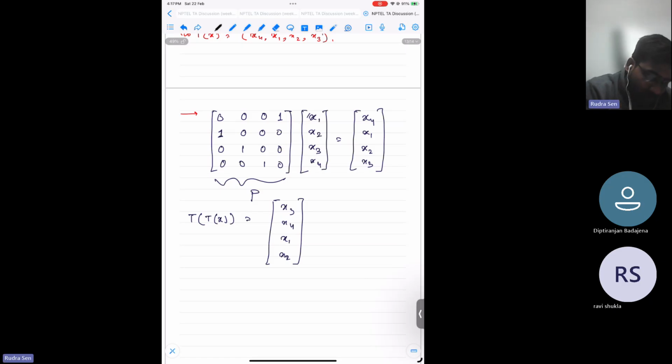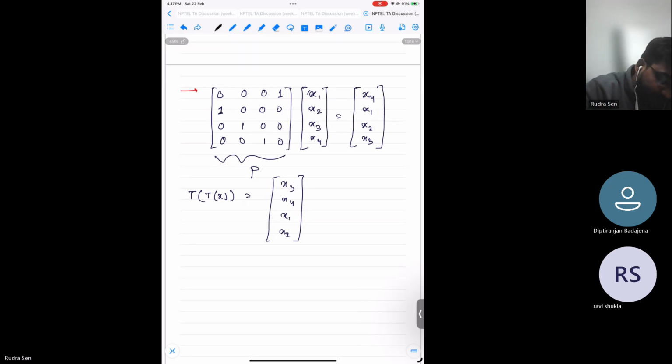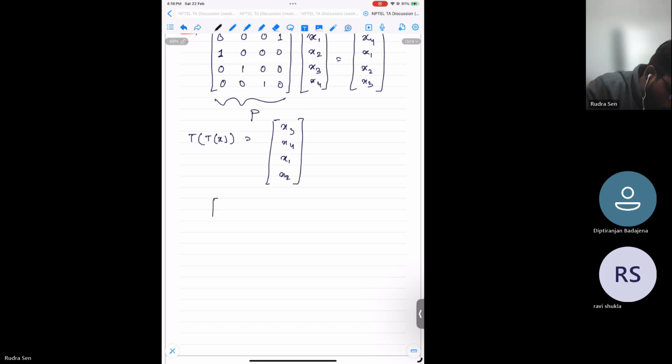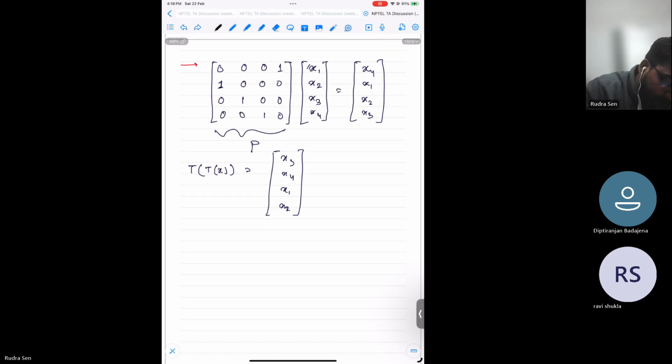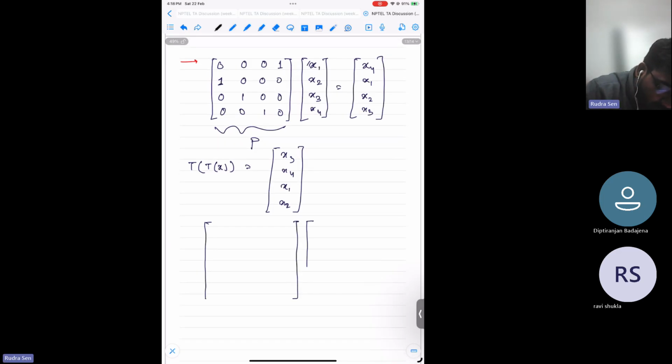So that means you have to do the transformation again. What transformation? The same P matrix you have to multiply with this vector, right? Because this is x and this is T of x. Now you do the transformation on T of x and you get some sort of T square of x, right?